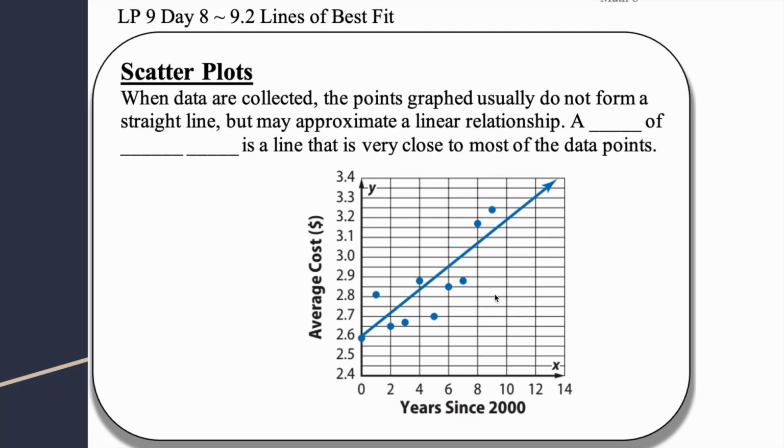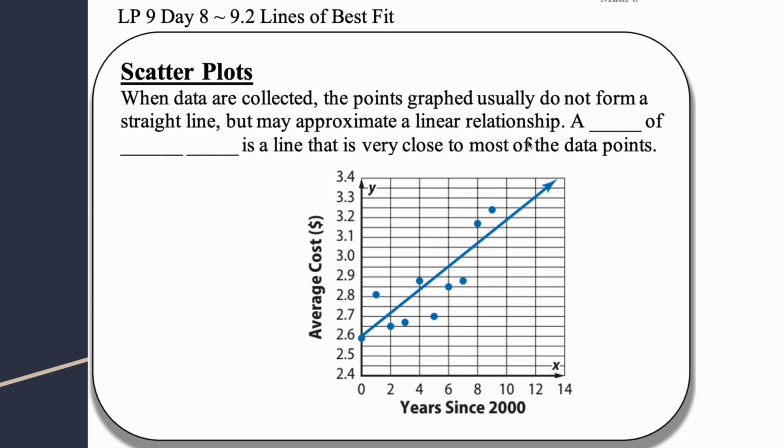All right, in this video, we're going to keep looking at scatter plots, but now we're going to look at lines of best fit. So when data are collected, the points graphed usually do not form a straight line. That's not terribly real world for everything to be in a nice straight line, but may approximate a linear relationship. So they kind of look linear.